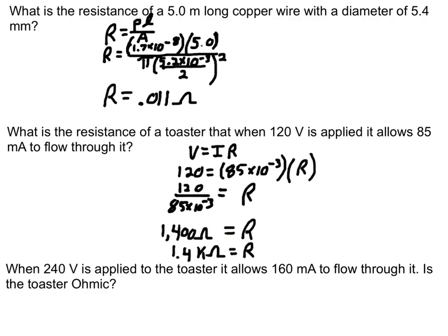Next question, when 240 volts is applied, it allows 160 milliamps to flow through it. Now, is this toaster actually ohmic? Is the question. In between that range that was just given, is this toaster ohmic? So once again, I'm going to use V equals IR because I know about the voltage and the current here. My voltage is now 240. My current is 160 times 10 to the negative 3. I'm going to solve for R, divide both sides by 160 times 10 to the negative 3.